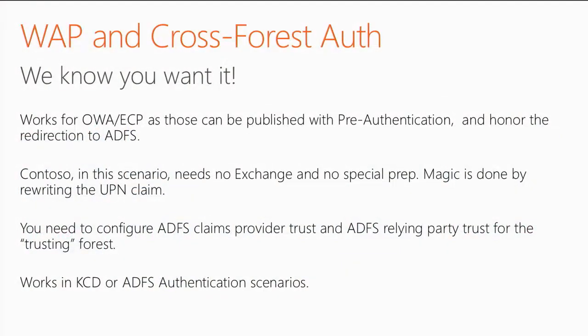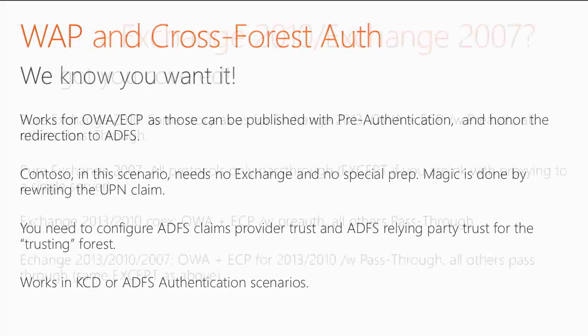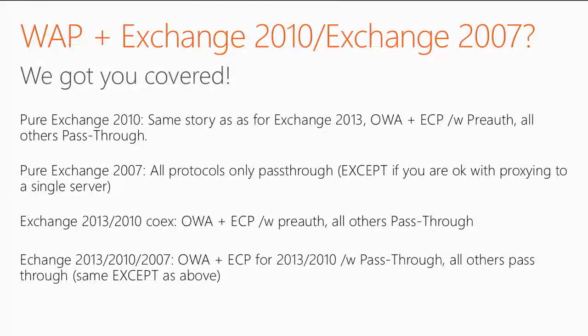So we're doing magic by UPN rewriting. We get a UPN claim that says user at contoso.com. We rip out the last part of the claim, replace it with a different part, done. That's it. And we slam the claim down to OWA and say, OWA, please accept that, thank you. And OWA will. It's going to be just fine with it because you're the authenticated issuer for that. It works in KCD and ADFS authentication scenarios, just fine. All right, 2010, 2007. Yeah, all good.